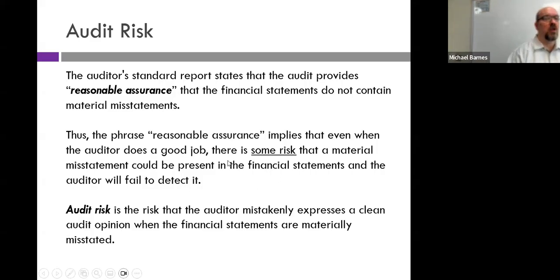So if you are reasonably certain you're going to get an A on the upcoming exam, does that mean that you won't miss any questions? There's a possibility you could miss some questions, even if you feel really confident about the first exam, because your studying may not cover every single little detail I may ask. So that's the idea of reasonable assurance. You do a good job in studying, but you still may miss a question, right? Same idea will hold in an audit.